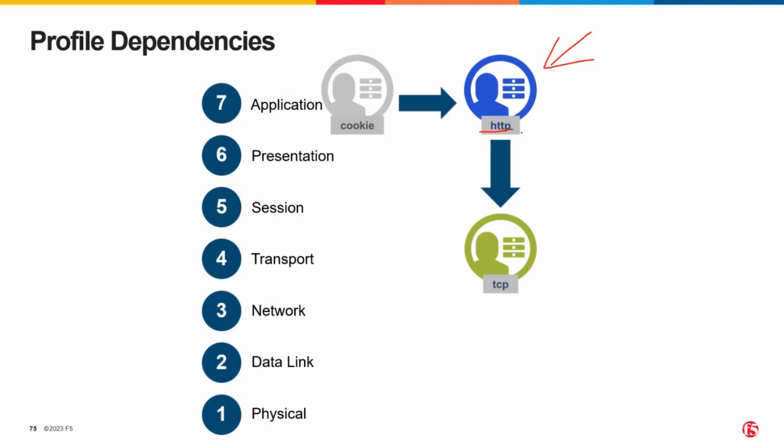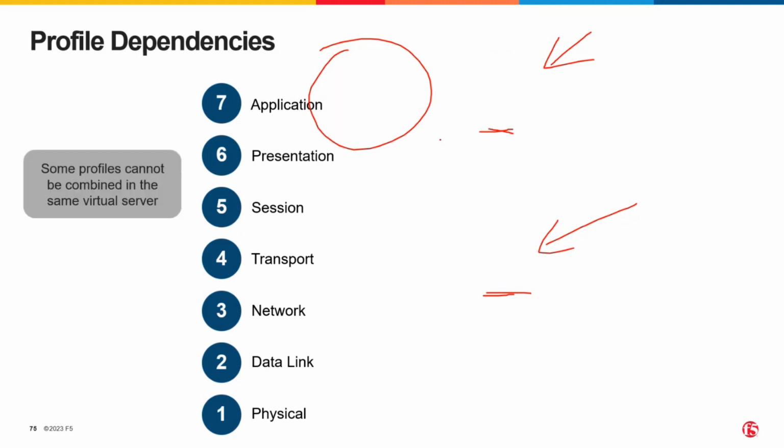HTTP works with TCP, at least till HTTP version 2. So because it uses TCP, you have to apply both of them to your virtual server. At layer 4, you need to have a TCP profile applied to your virtual server, and at layer 7, you have to have an HTTP profile applied to your virtual server to do something with cookies, for example, or whatever you want to do. Maybe you want to load balance the traffic based on a layer 7 decision. That's exactly the same situation.